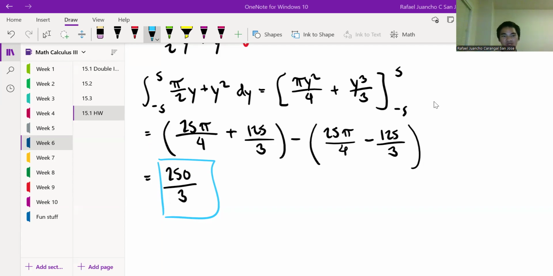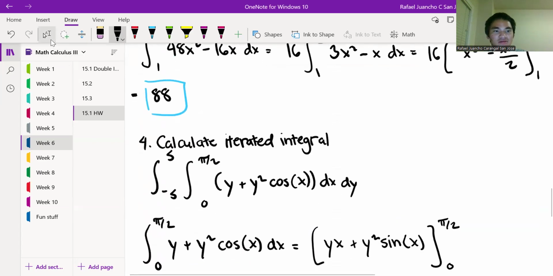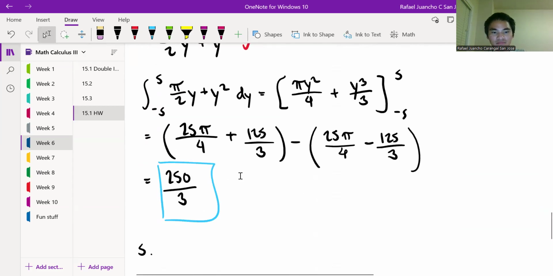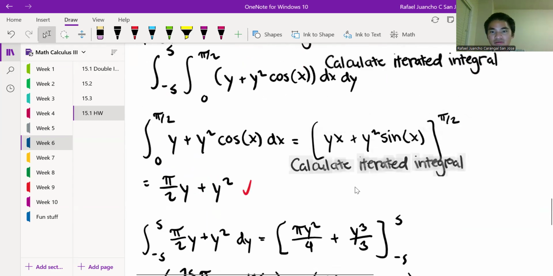Okay, so again, these are some calculus 2 stuff. The only difference is we're taking partials again. Partial integration, to be specific. Okay. Number 5. So again, we do the same thing.